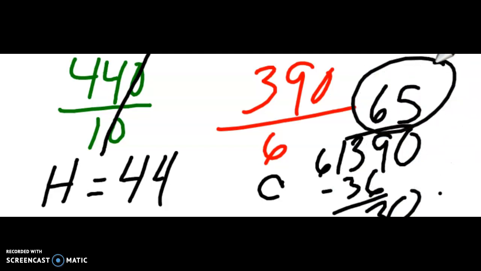So now what they want to know is which one has the greater heart rate. Greater usually means faster or more. So the cow would definitely have faster. 65 is way faster than 44.